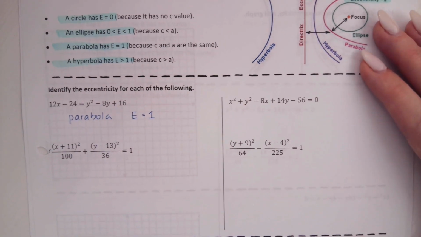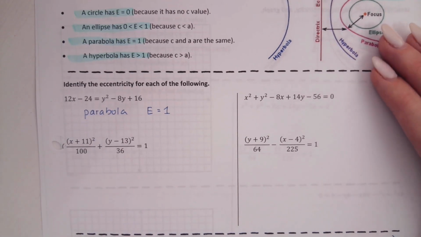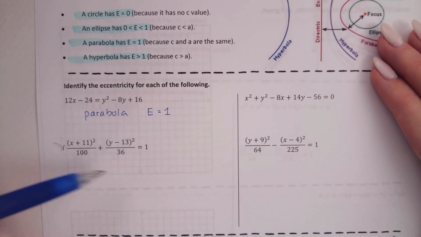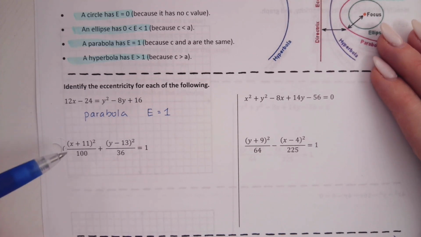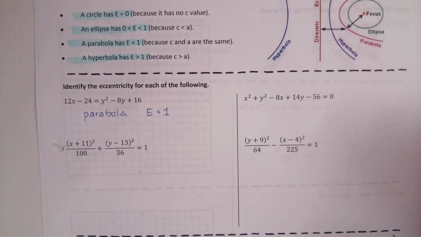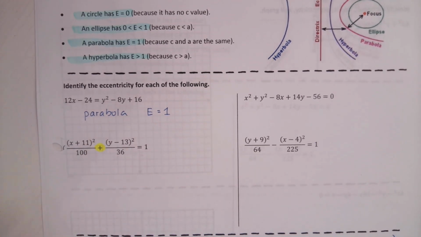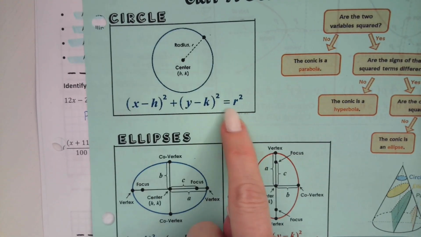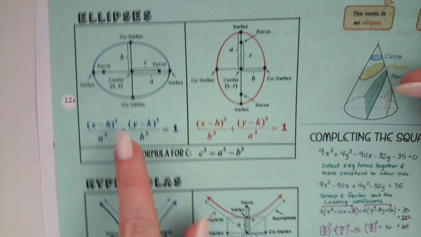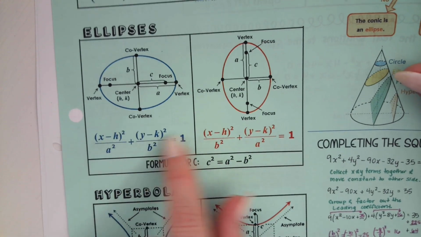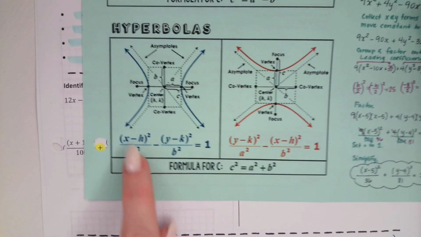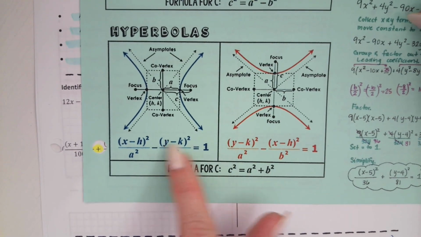The second one is in a standard form, the one underneath it. Can we tell what shape that is? It's all based on the sign in the middle. It's not a circle. It's an ellipse. Yes. If we look at all of our standard forms, that's what the standard form of a circle looks like. Standard form of an ellipse looks like fractions where there's a plus sign in the middle. Hyperbolas have fractions, but there's minus signs in the middle.